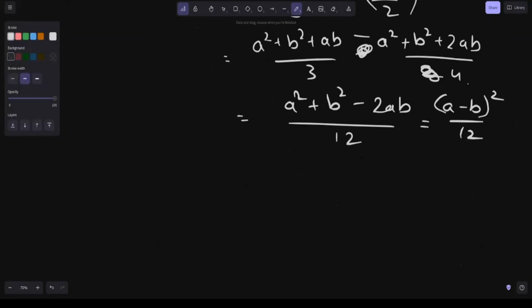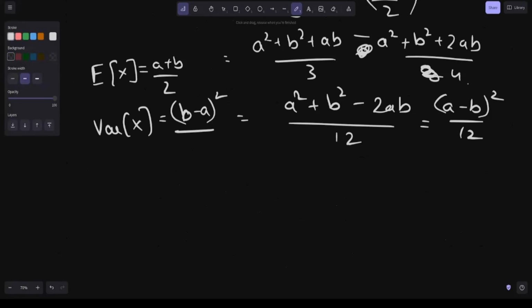So we find out that E[X] is nothing but a plus b by 2, and variance of X is nothing but b minus a whole square by 12. This is for uniform.